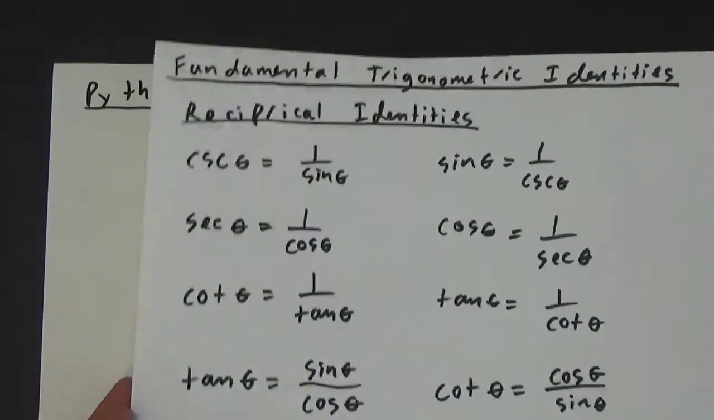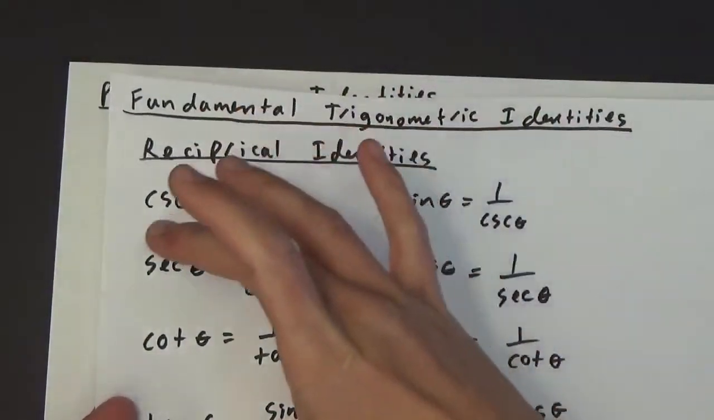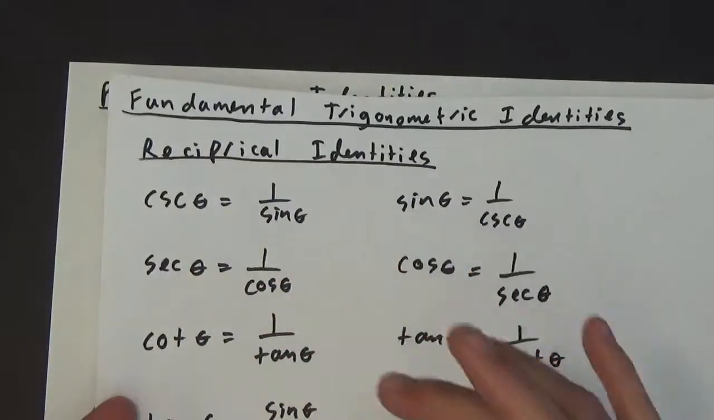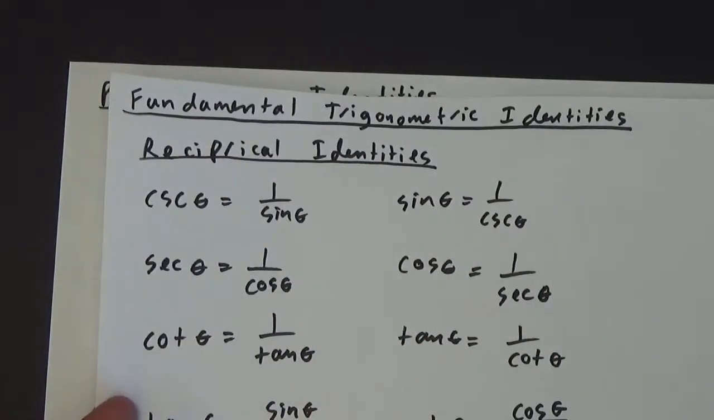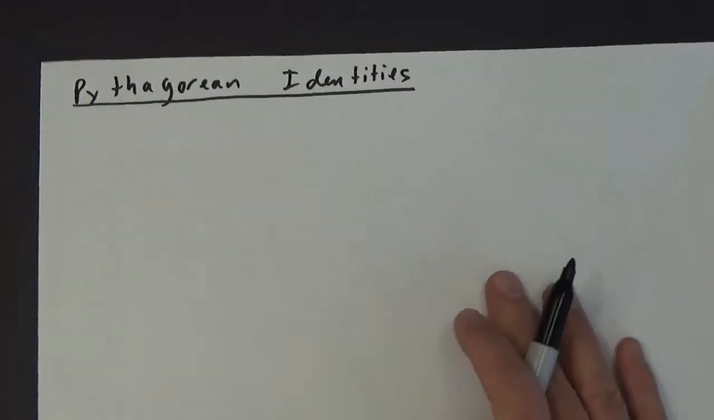In this video, we're going to develop our Pythagorean identities from our trigonometric identities. We already have the reciprocal identities: cosecant is 1 over sine, secant is 1 over cosine, cotangent is 1 over tangent, and tangent is sine over cosine, and so forth. We have three more identities that we're going to add to our fundamental trigonometric identity list.